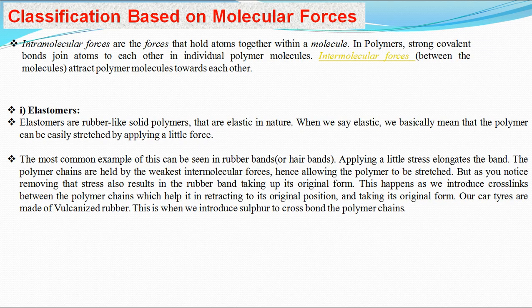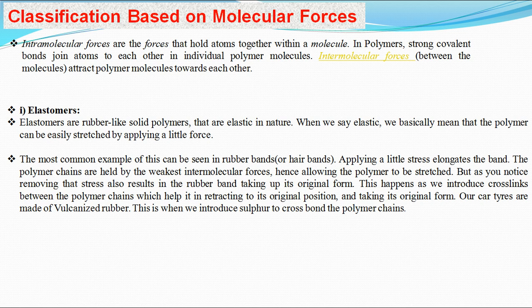Classification based on intermolecular forces. Intermolecular forces are forces that hold atoms together within a molecule. In polymers, strong covalent bonds join atoms to each other. Between individual polymer molecules, intermolecular forces attract polymer molecules towards each other.